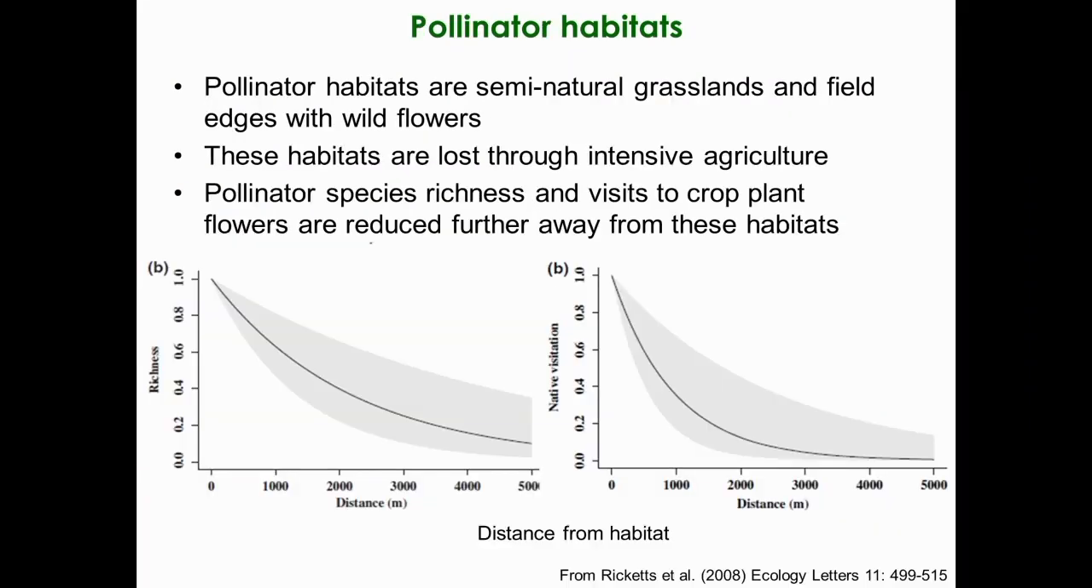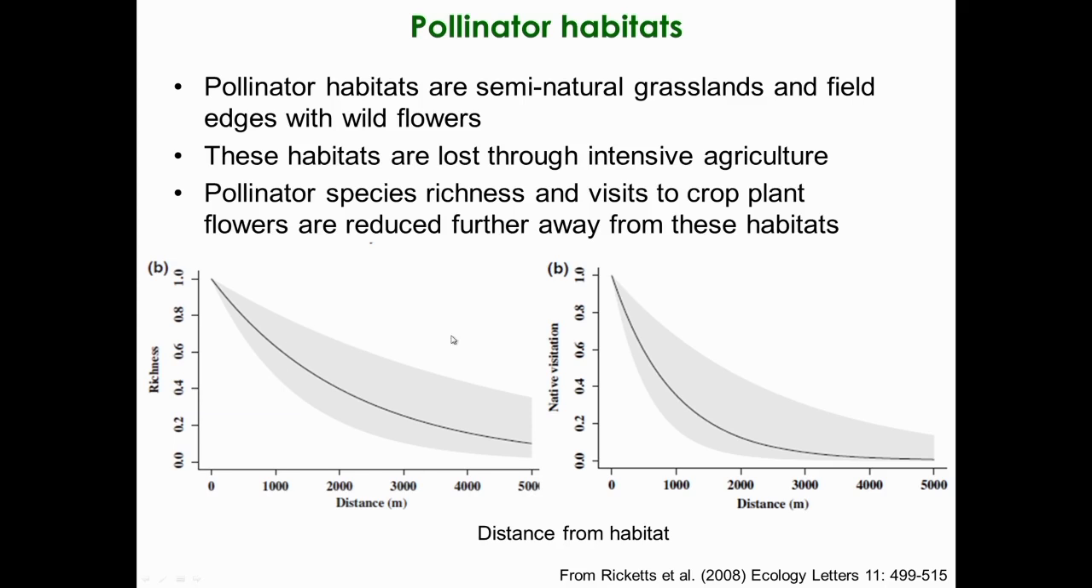So here's some data with regard to pollinator insects. Now, as I said, these insects are playing a crucial role, both naturally in terms of mediated pollination, but also in terms of pollination for crops. And what this study clearly showed is that the abundance of these pollinators is markedly affected by the location of these habitats, these natural habitats, these natural grasslands and these field verges.